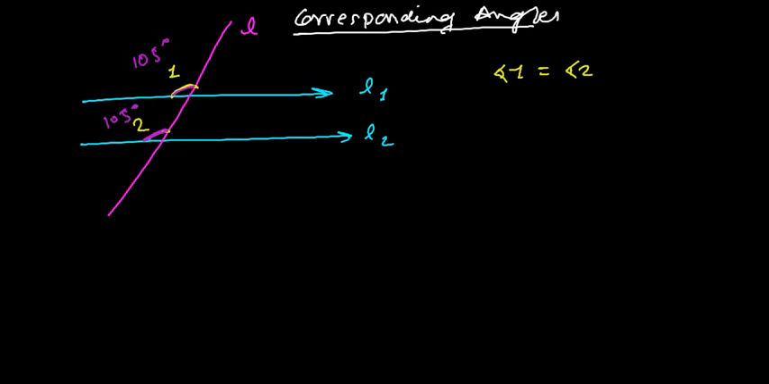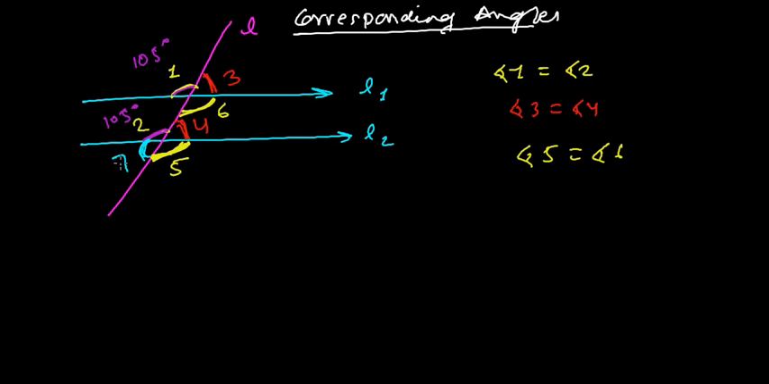Similarly, we have a lot of corresponding angles here. If this is angle 3, then its corresponding angle, this angle 4, is also equal. Angle 3 is equal to angle 4. Similarly, if this is angle 5, then this angle 6 will also be equal, because both are corresponding angles. If this is angle 7, then this angle 8 will be equal, because these are all corresponding angles.